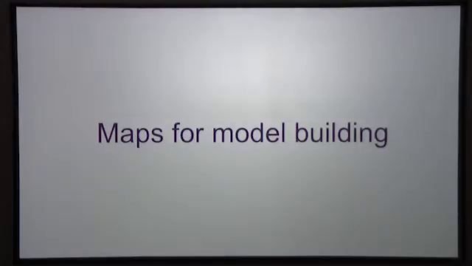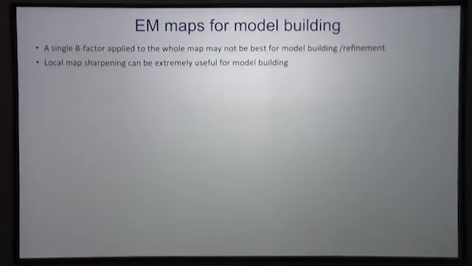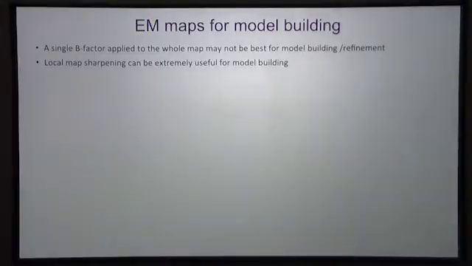But before we start talking about the actual process of how to build a model, let's consider the maps that we use for model building. As Rafa mentioned, at the end of the processing stage, you generate a final post-processed map. And this map tends to have a single B factor applied to it. In RELION, this is calculated by automated means through methods proposed by Peter Rosenthal and Richard Henderson. But this single B factor sharpened map may not necessarily be the best map for model building and refinement.